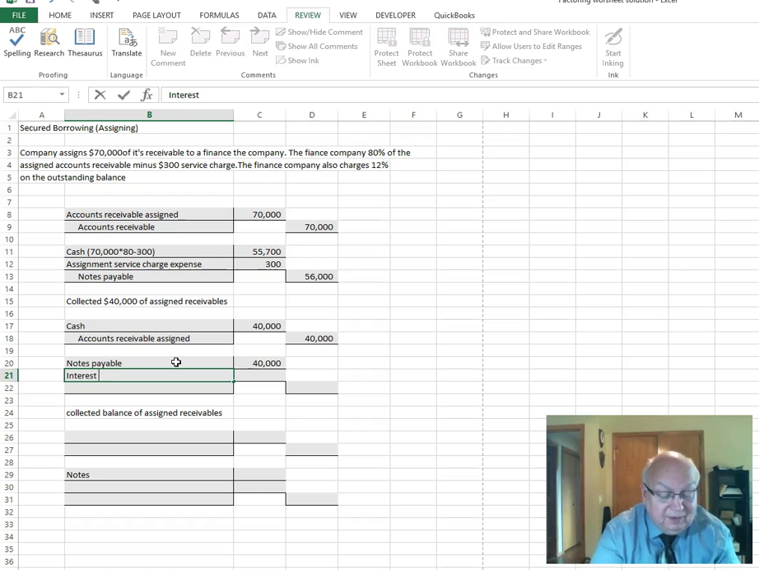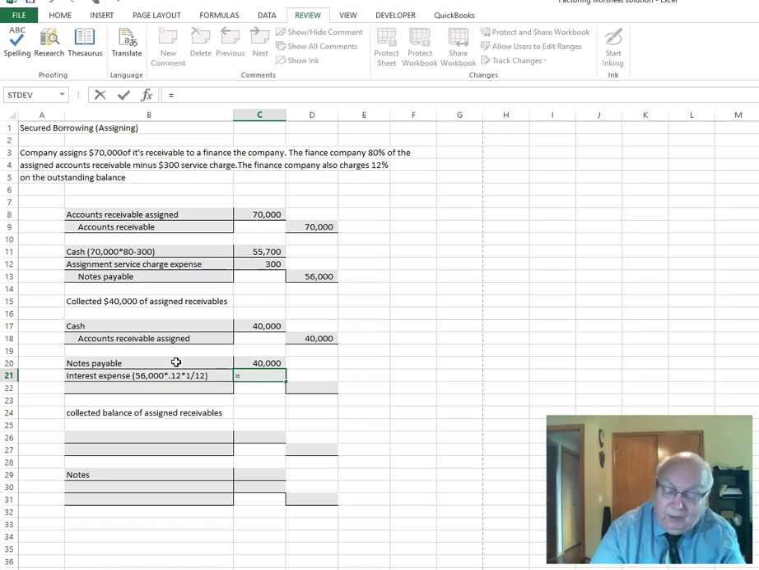Interest expense, and we're going to assume it's for 1 month. So we borrowed 56,000, I'll put commas in there, times 12% and times 1/12. I'll do it that way because it's for 1 month. Okay, so over here we have equal 56,000 times 0.12 divided by 12, or $560. And then this is cash over here for $40,560.